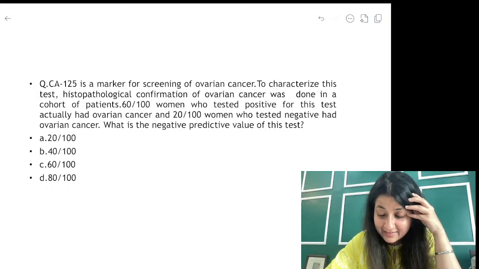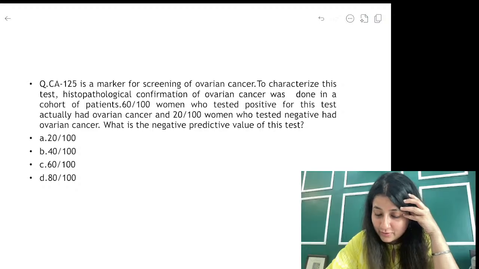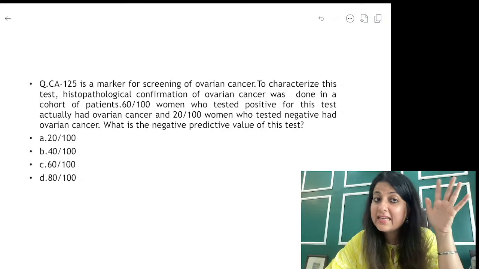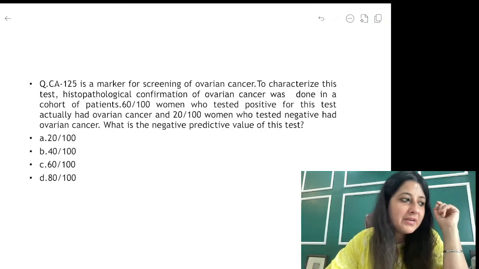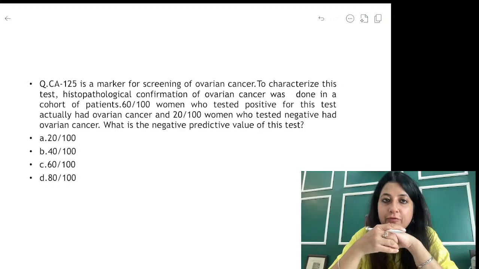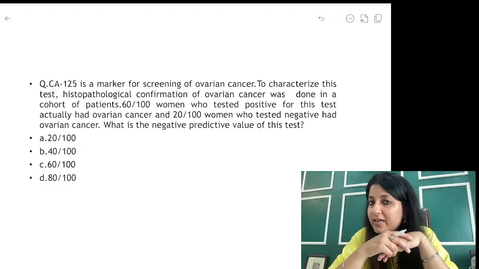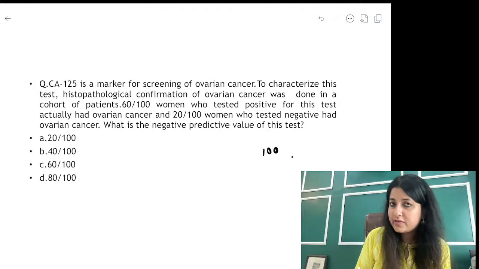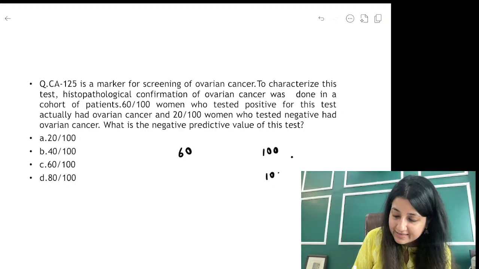CA 125 is a marker for screening of ovarian cancer. To characterize this test, histopathological confirmation of ovarian cancer was done in a cohort of patients. 60 by 100 women who tested positive for this test actually had ovarian cancer. So how many women actually had ovarian cancer? 60 by 100 women had ovarian cancer, and 20 by 100 women who tested negative. So what is happening here? 100 tested positive, of which 60 had ovarian cancer, and 100 tested negative, of which 20 had ovarian cancer.